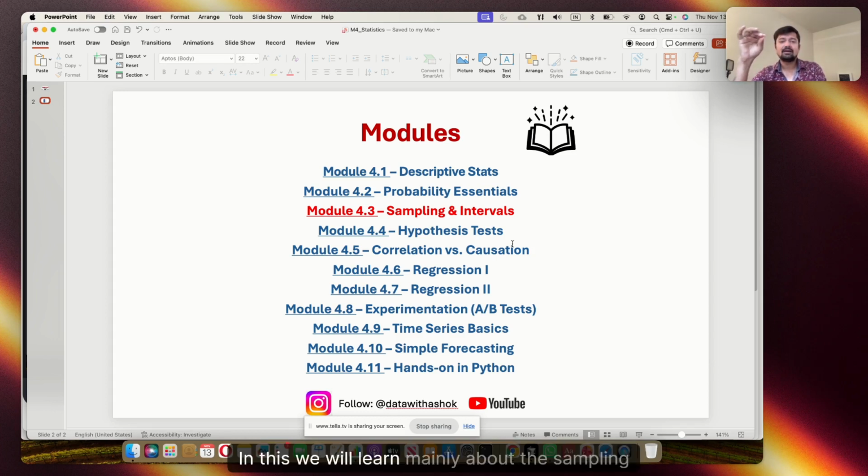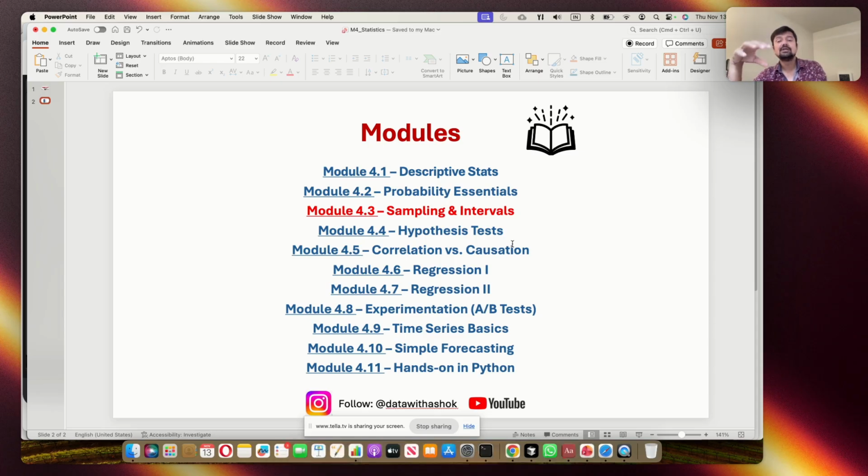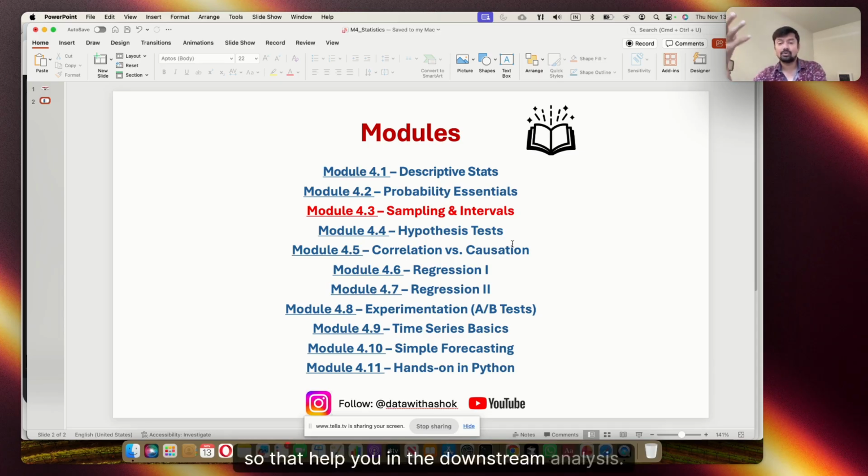In this module, we will learn mainly about sampling and intervals. These are also very important concepts: how you do the sampling and how you identify the intervals. They help you in the downstream analysis. So this is a great starting point.